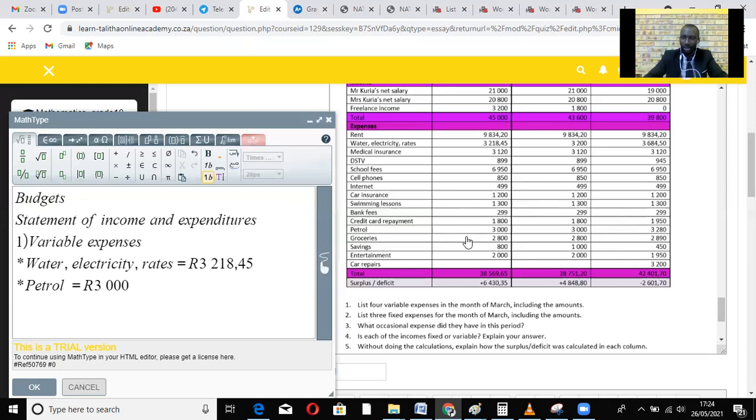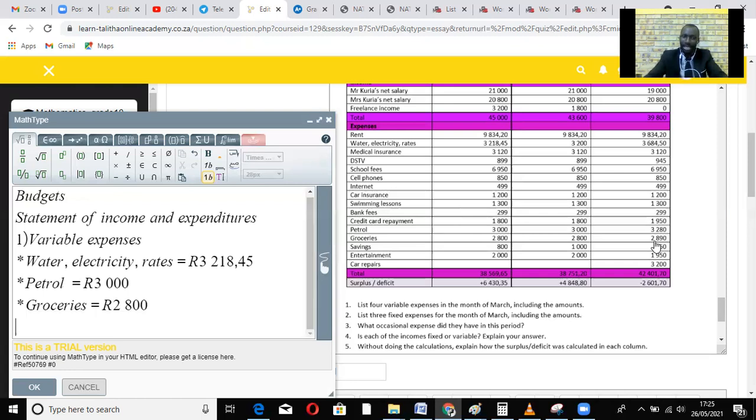Grocery, for example. Grocery costed 2,800, then it got increased to 2,890. Well, maybe the taste wanted to change. The family wanted to have a better taste. And so groceries is one of the things that did not remain constant. The amount initially was 2,800. What is the next item we want to consider in this discussion?